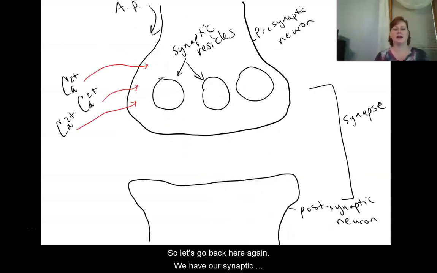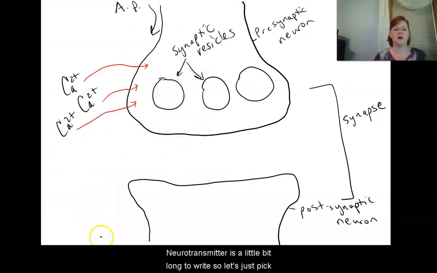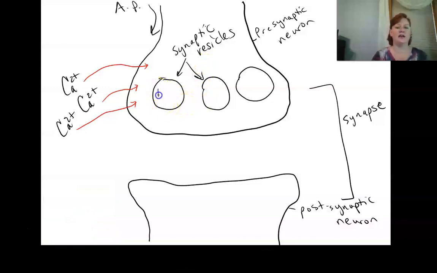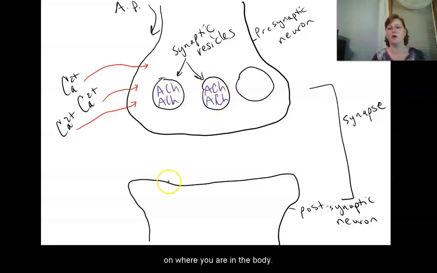So let's go back here again. We have our synaptic vesicles that are going to be filled with neurotransmitters. Neurotransmitter is a little bit long to write, so let's just pick the most common neurotransmitter you have and put that in here. So that would be ACH. But it could be any of our neurotransmitters depending on where you are in the body.